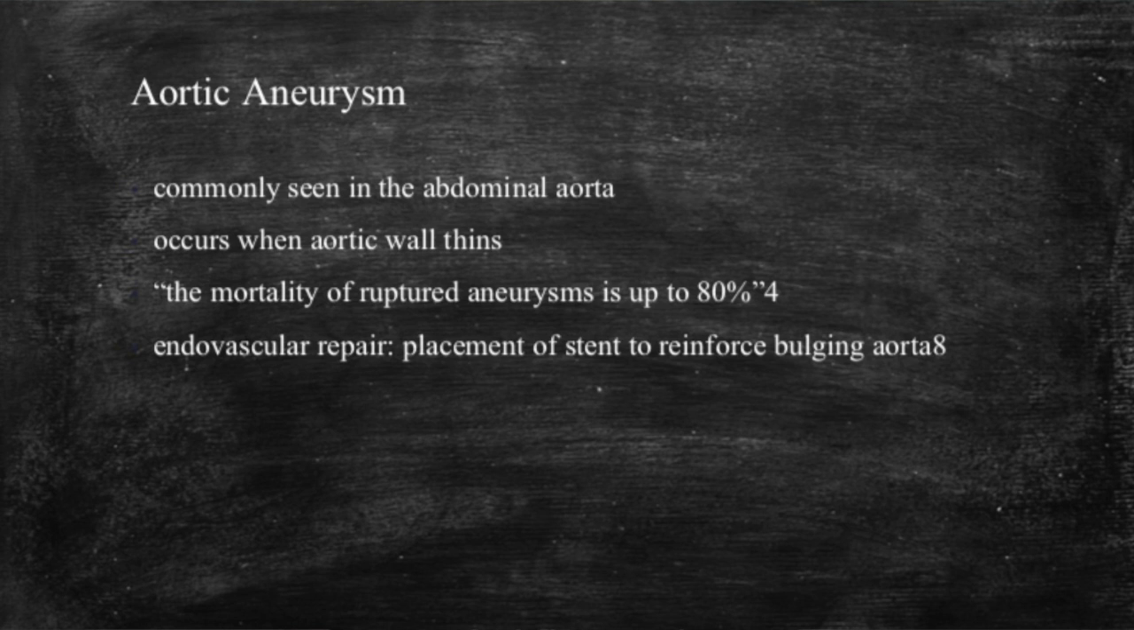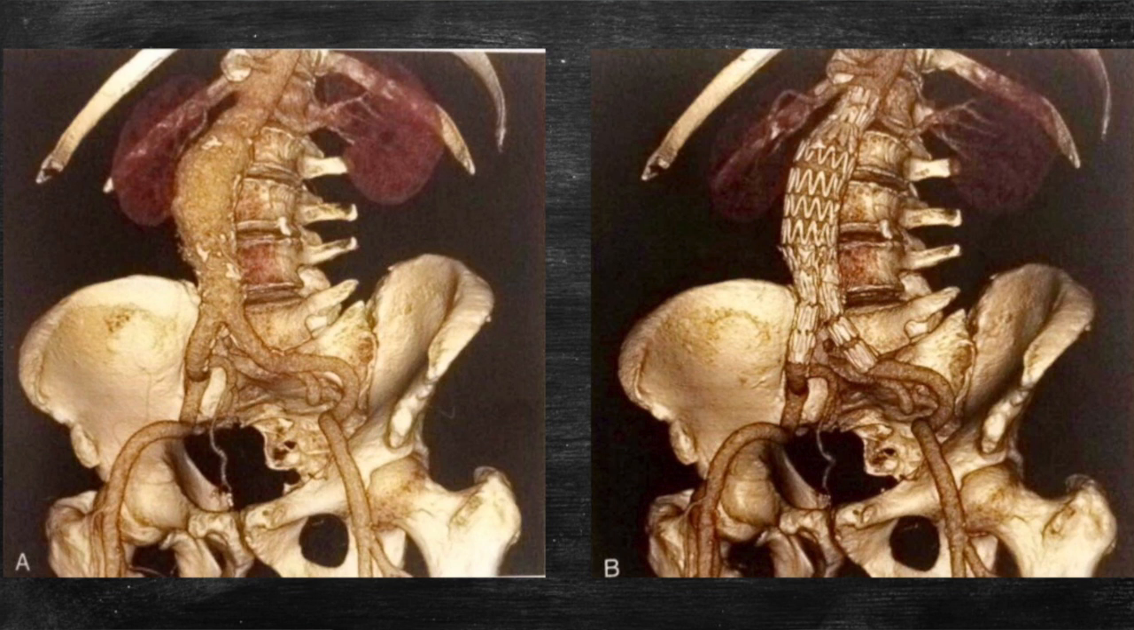Normally, surgeries are not considered until the risk of rupture exceeds the risk of dying from surgery. The mortality of ruptured aneurysms is up to 80%. So, it is paramount to prevent a ruptured aorta. In the surgery, the surgeons use a catheter to place a stent, as seen on the right, around the bulging aorta to stabilize it.